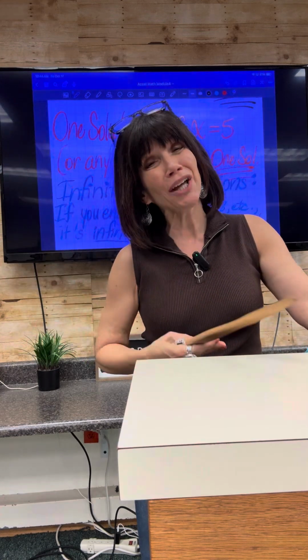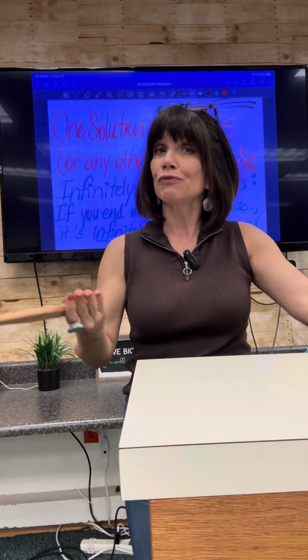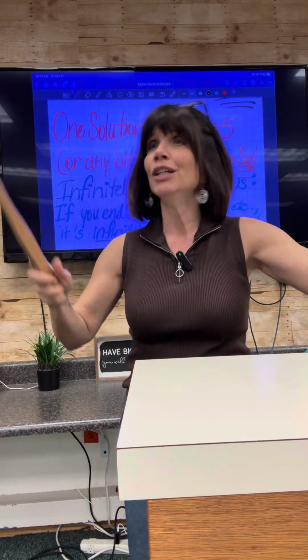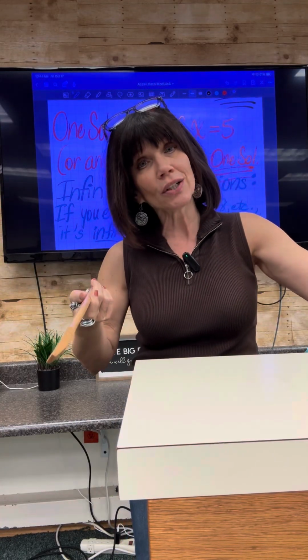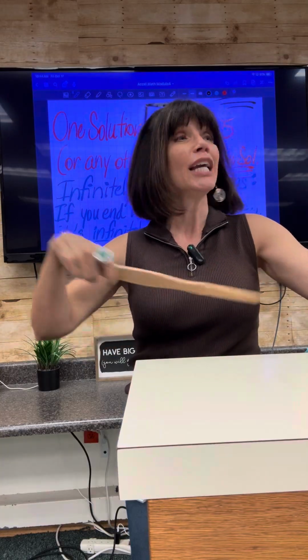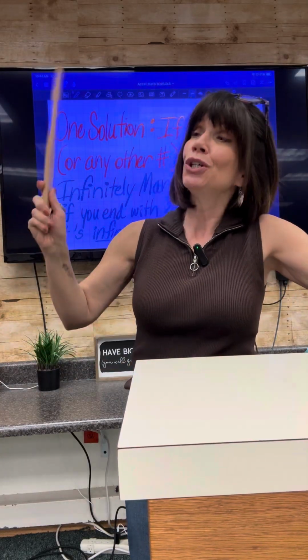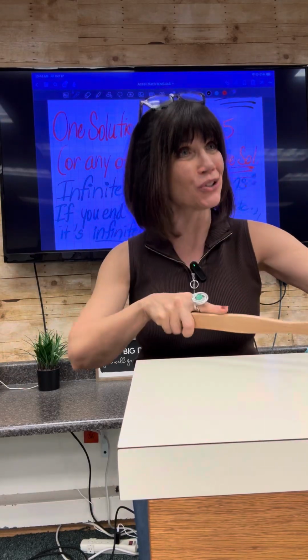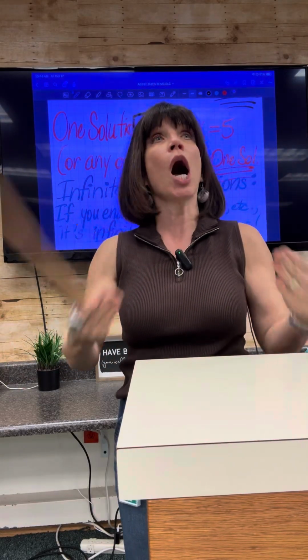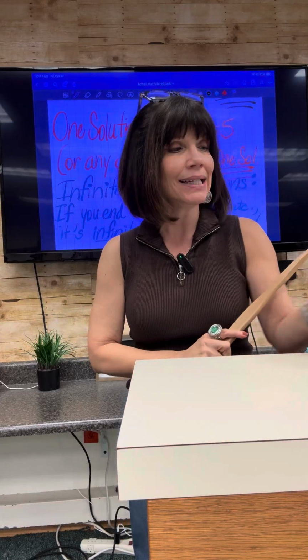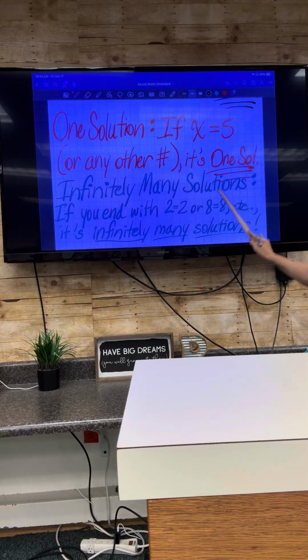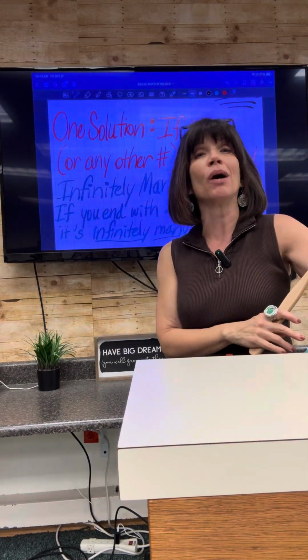Because it would not matter what we put in place of the x. In my example of 2x plus 2 equals 2x plus 2, if you put 1 in place of the x, 2 times 1 plus 2 would still equal 2 times 1 plus 2. If you put 100 in place of the x, 2 times 100 plus 2 would still equal 2 times 100 plus 2. So do you see how it would not matter what number you put in place of the x? It's going to have infinitely many solutions, meaning infinitely many different numbers we could put in place of the x, and it's still going to be the same on both sides.